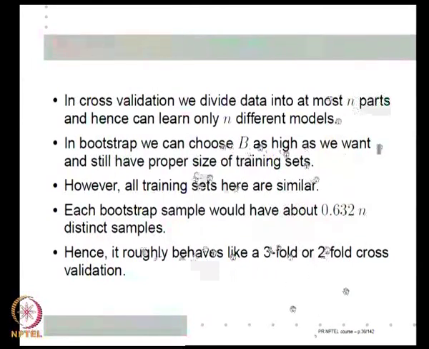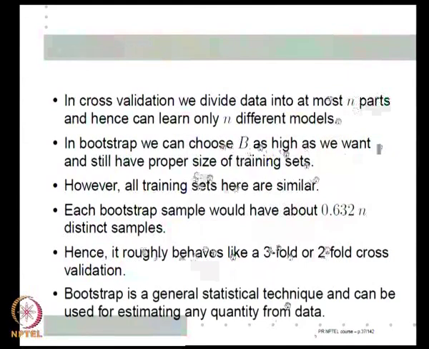So, there are both pluses and minuses for bootstrap in relation to cross validation. This is also a very general statistical technique, which can be used for estimating many quantities from data. This has also been used, as I said, as a variance reduction technique in your estimate.